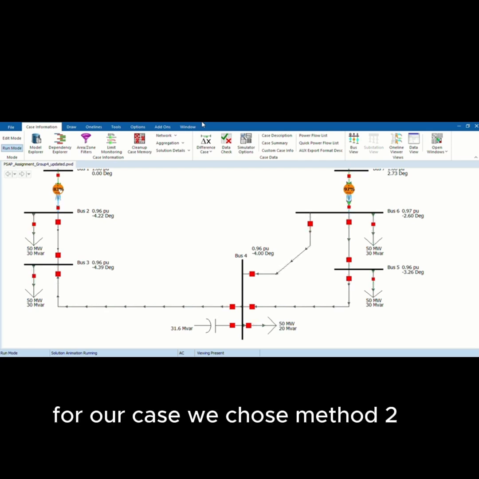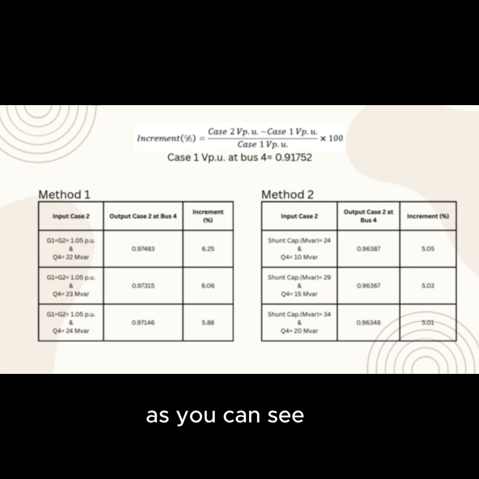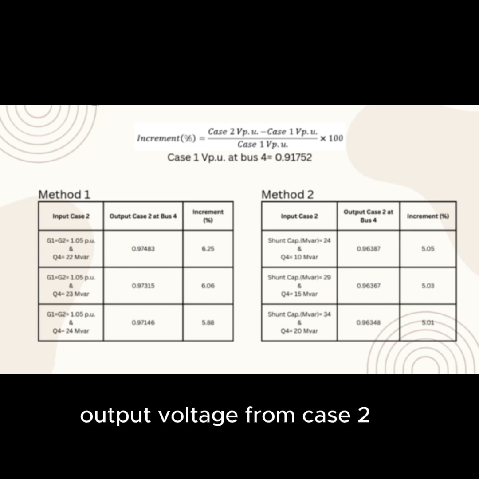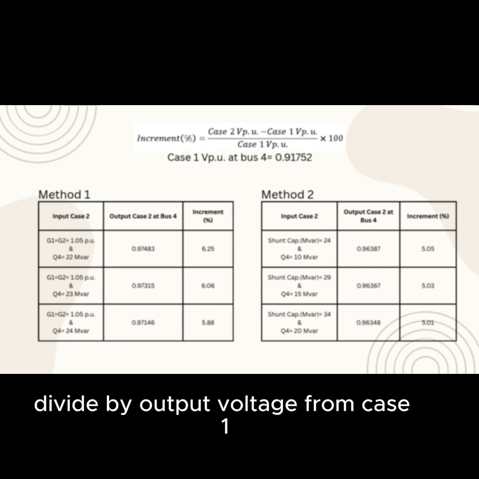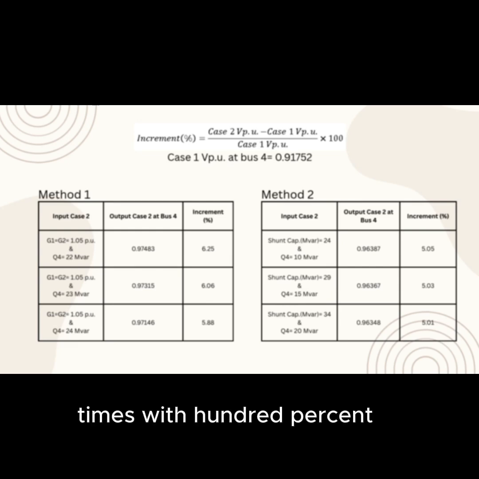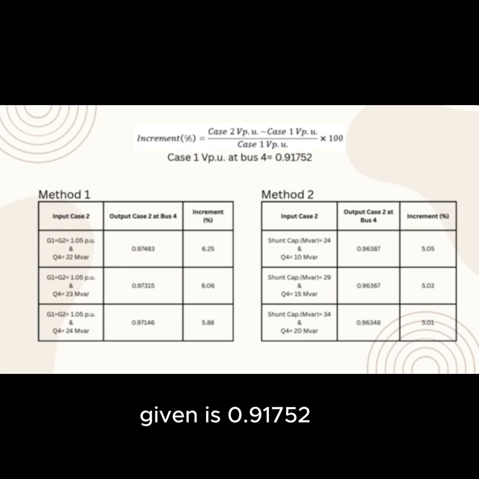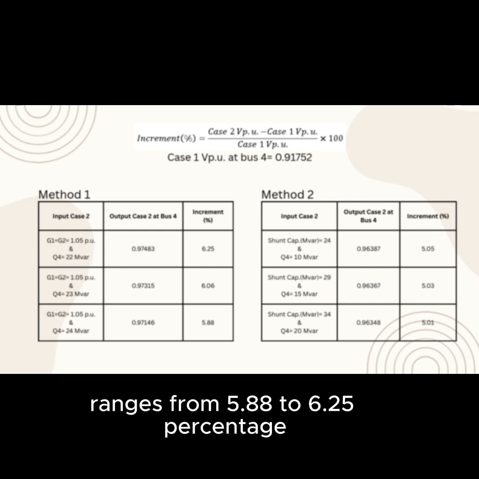For our case, we chose method 2. The reason for choosing method 2, let's compare the results first. As you can see, the formula for the percentage increment is equal to the output voltage from case 2 minus the output voltage from case 1, divided by the output voltage from case 1, times 100%. The output voltage at bus 4 from case 1 is 0.91752.